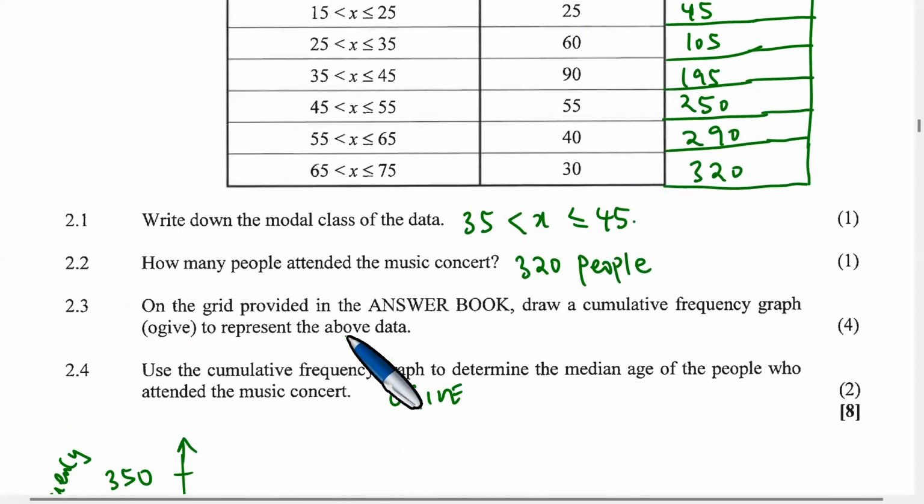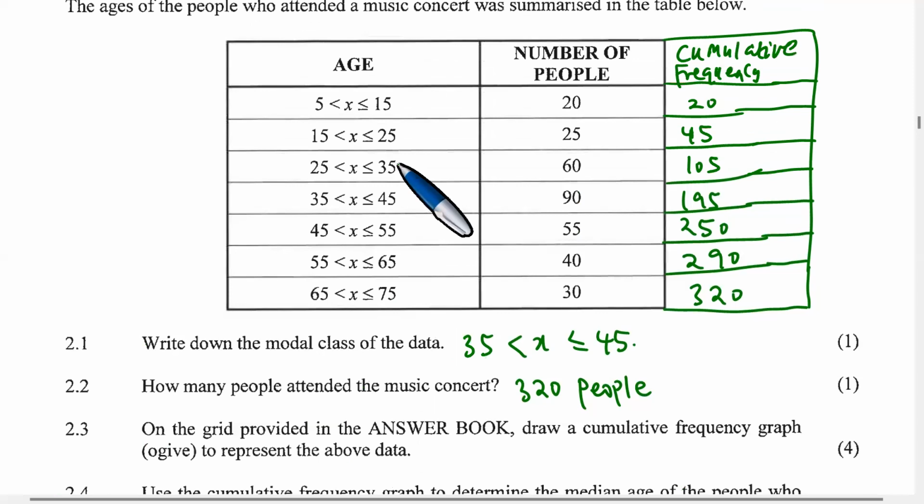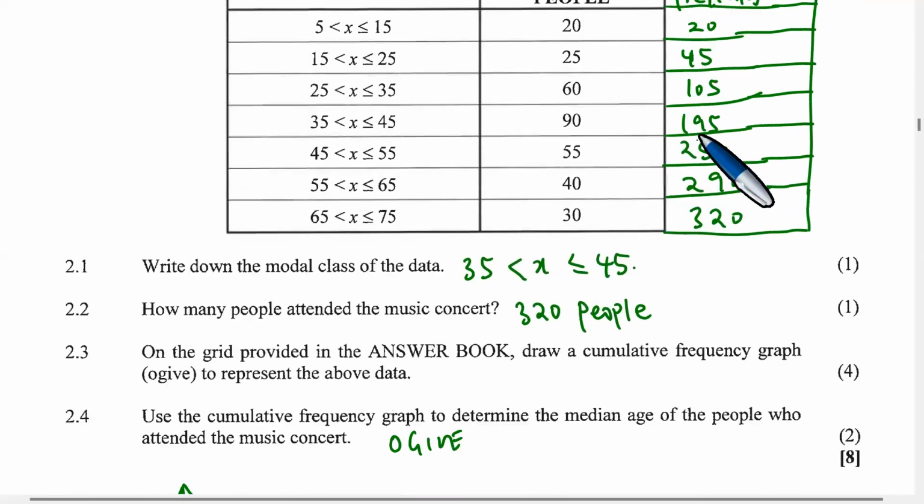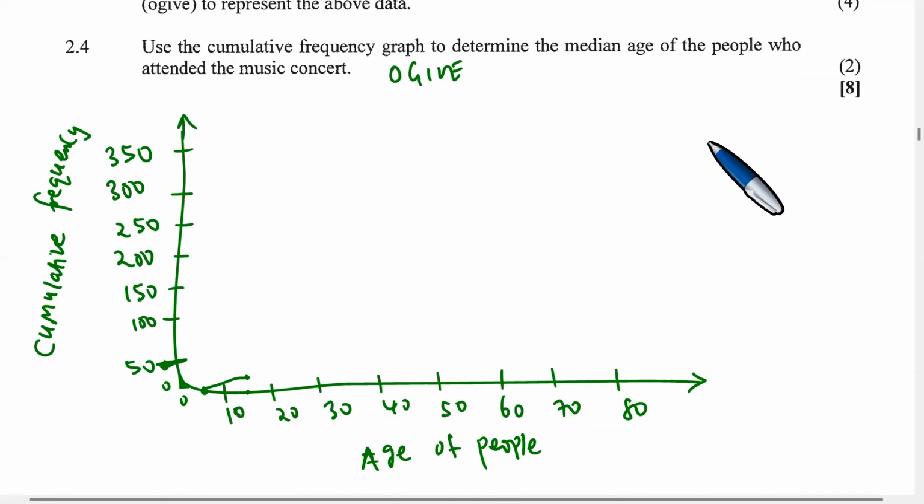Then you look again quickly. You move quickly because you don't have time in the exam. 25 goes with 45. So 25 is between these two, and then it goes with 45.